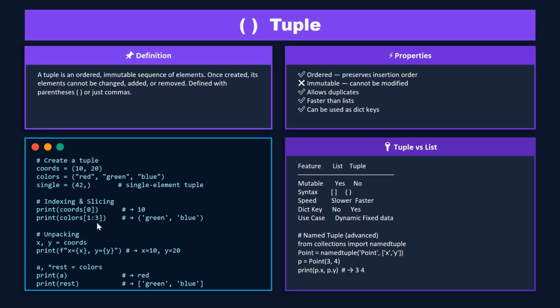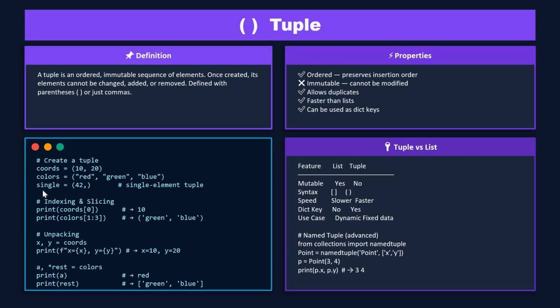Now print colors[1:3], that means slicing. So starting with index one, right? So we are applying that to the colors. First it will skip, starting from the second, so green and blue. Green and blue it will get, because it is saying give me the values between index 1 and 3, right?